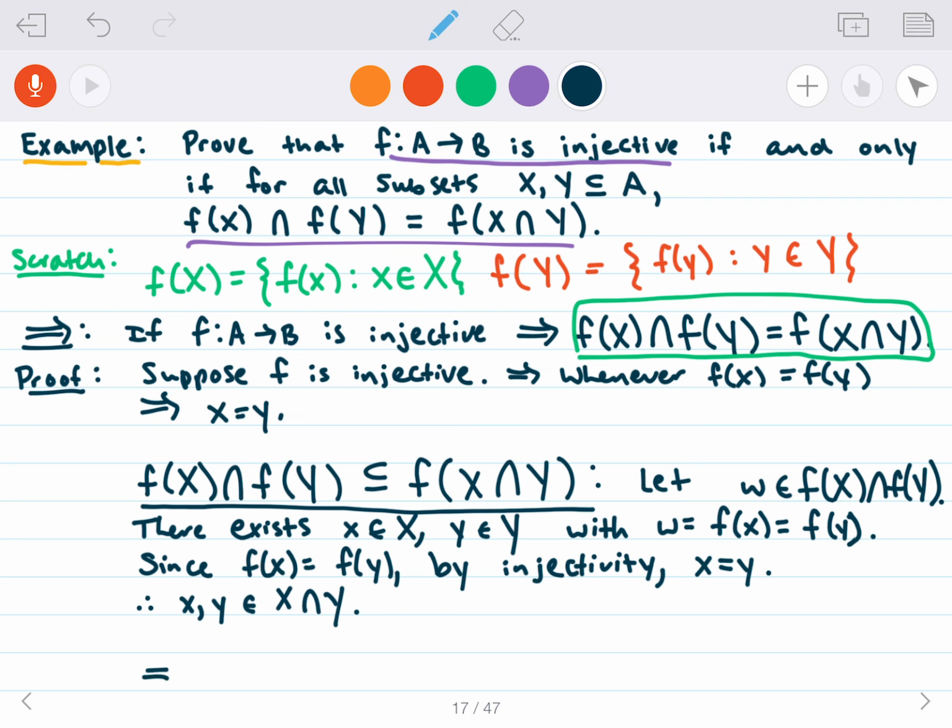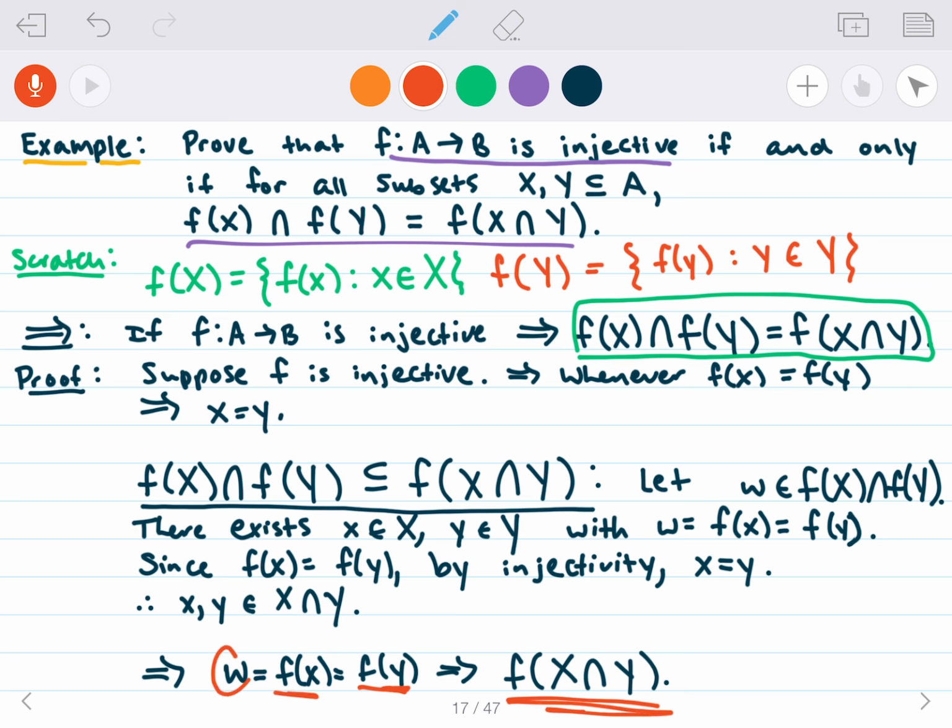And therefore, w, which equals f of x and f of y, must be in the intersection of capital X and capital Y, right? Because little x, little y are in the intersection. And so this guy is in here, this guy is in here as well, so of course this guy must be in there. So we've proved that first containment. And now we have to show the second one.